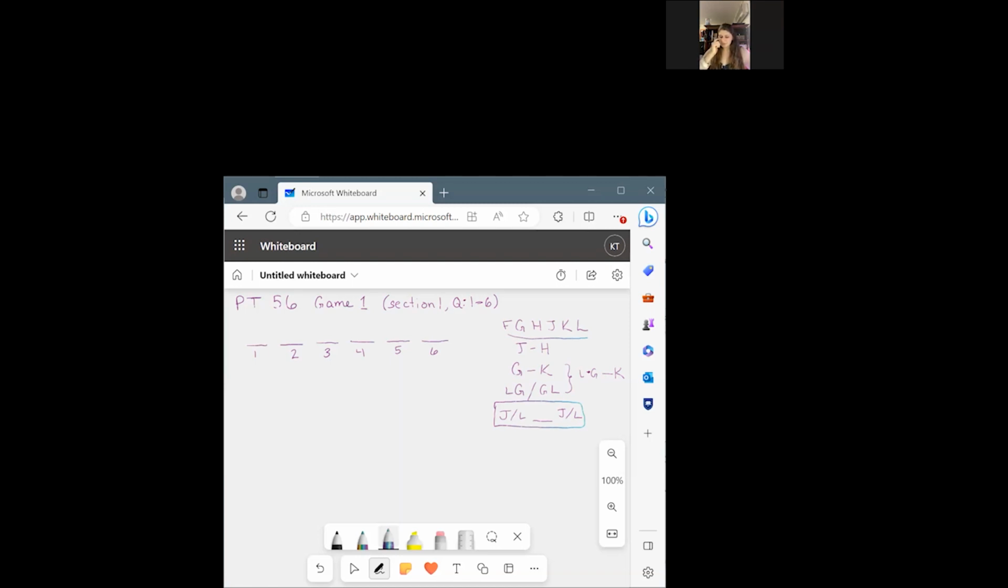Okay, so what are some other deductions that we can make here? Things like, yeah, go. The diagram, maybe? Are you referring to the 1 to 6? Yeah. Okay, let's say that J can't be in last place, nor can G. Good. Nor L as well.